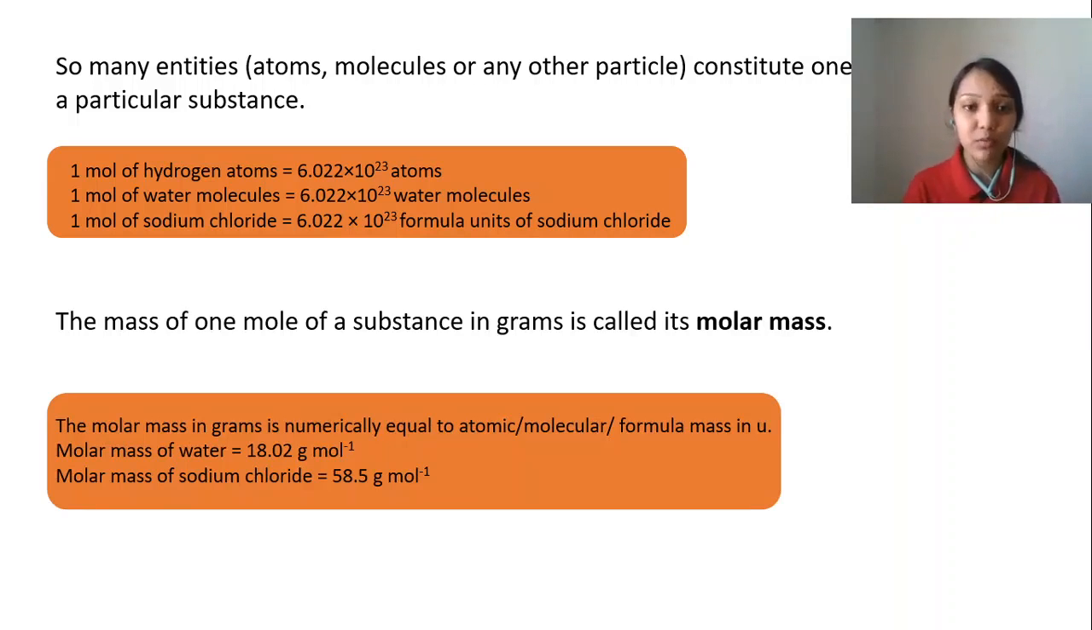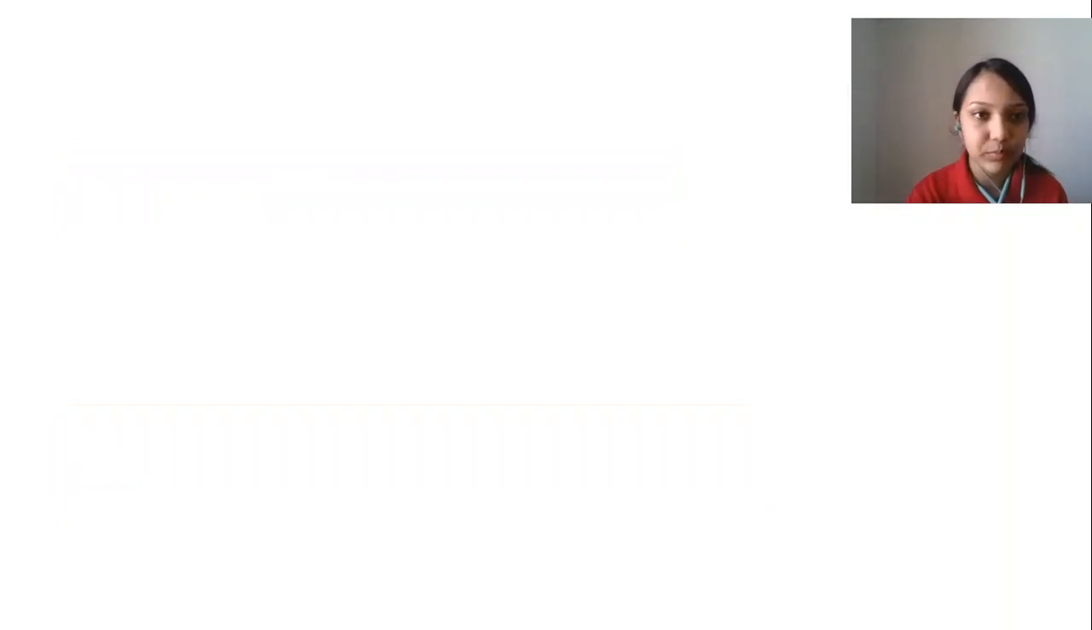Next up, the mass of 1 mole of a substance in grams is called molar mass. The molar mass in grams is numerically equal to the atomic, molecular, or formula mass in U. That is, the molar mass of water is 18.02 grams per mole. That was the value we obtained in U also, right? And the molar mass of sodium chloride is 58.5 grams per mole.